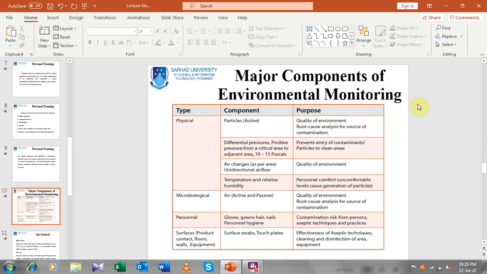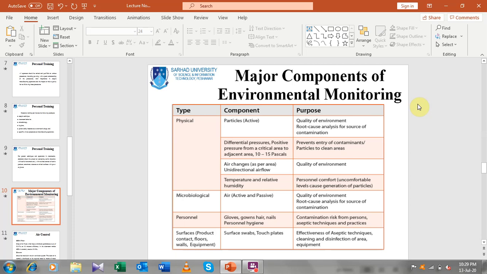The second one is the differential pressure that I have told you about, between the two adjacent areas, that is, from the critical area, the most critical area, class A, to the adjacent class B, it is 10 to 15 Pascal, and from B to C, the differential pressure should also be 10 to 15 Pascal. What is the purpose of this one? To prevent the entry of contaminants and particles into the clean area. I have told you in detail what is meant by positive pressure, why positive pressure is maintained, and what is the importance of positive pressure development in the particular area.